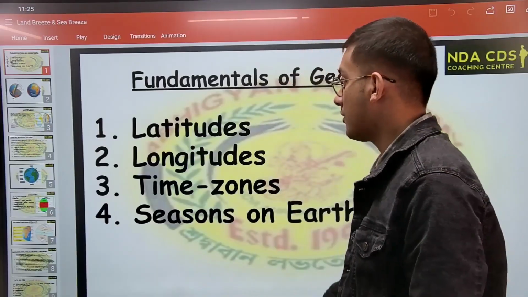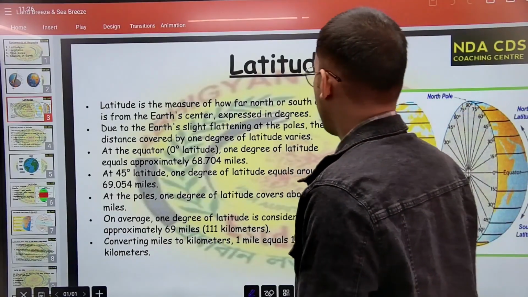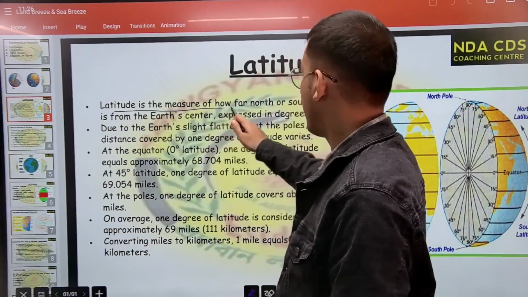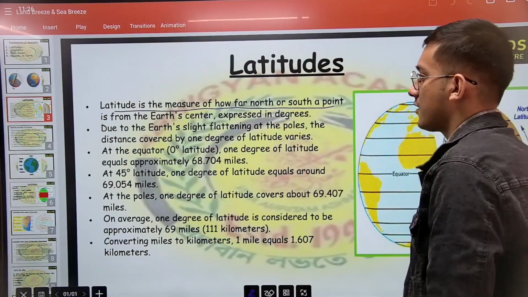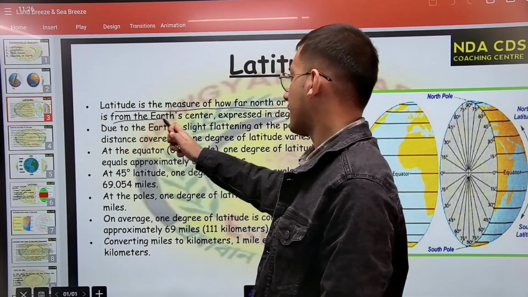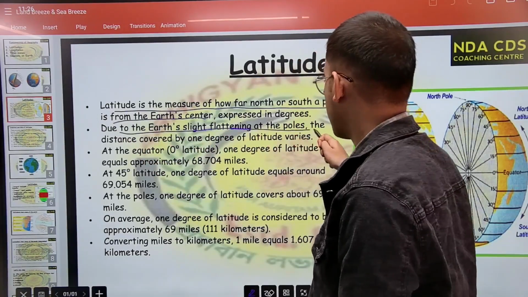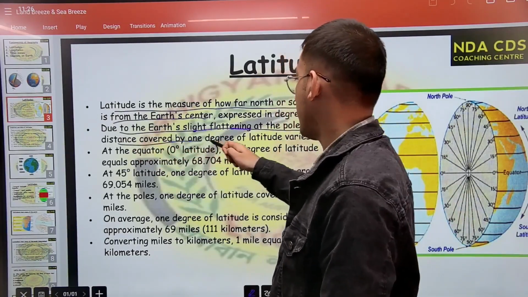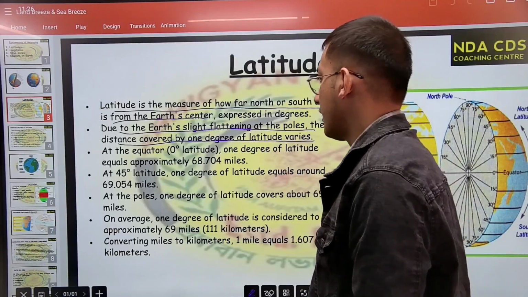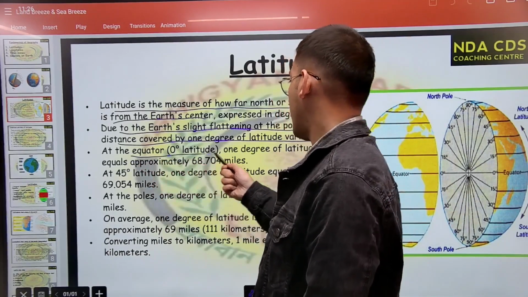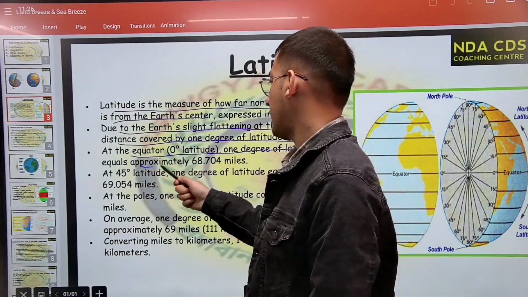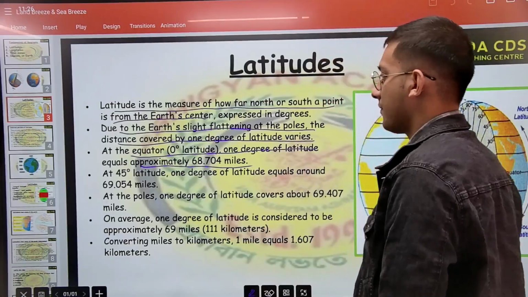So let's go for latitudes. This is an important point. Latitude is the measure of how far north or south a point is from the Earth's center. Due to the Earth's slight flattening at the poles, the distance covered by 1 degree of latitude varies. At the equator, 1 degree of latitude is approximately 68.7 miles.